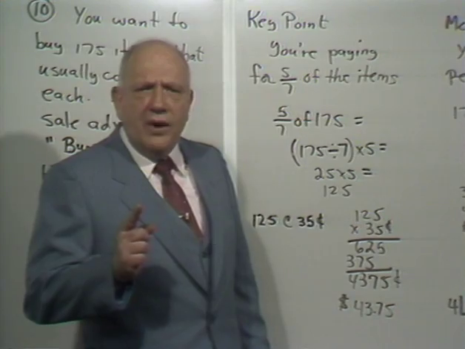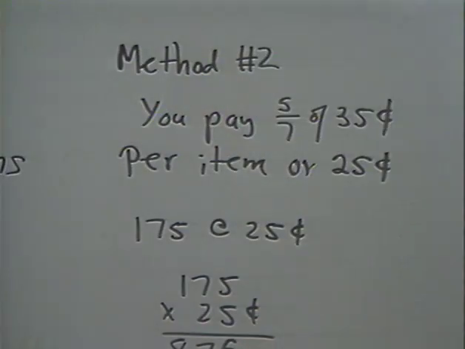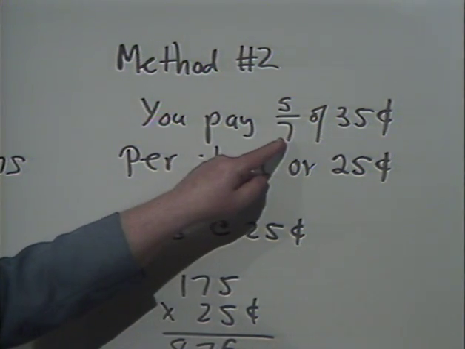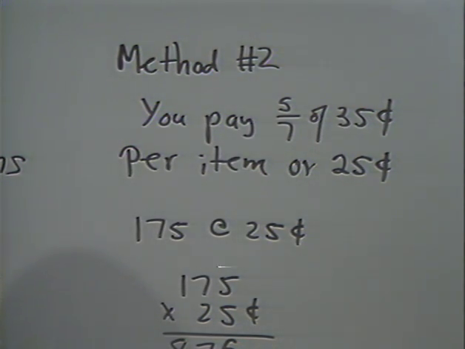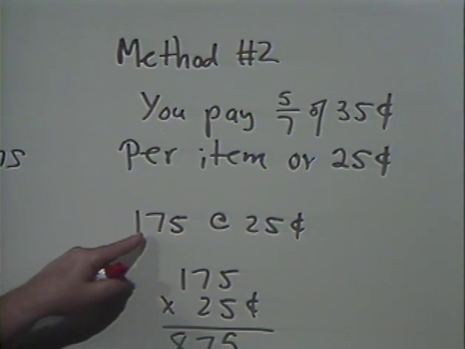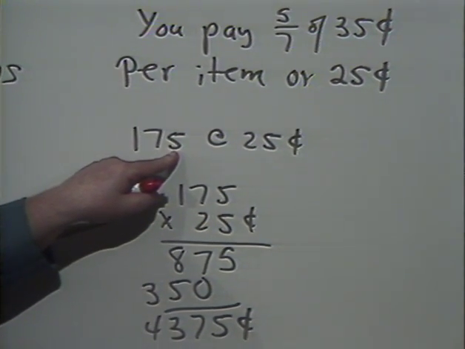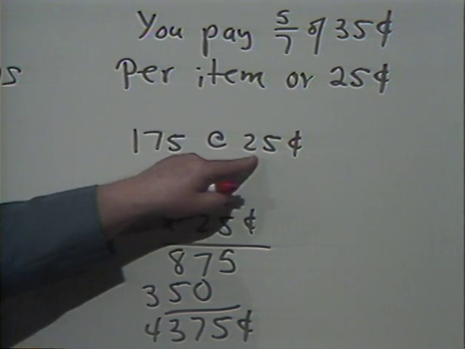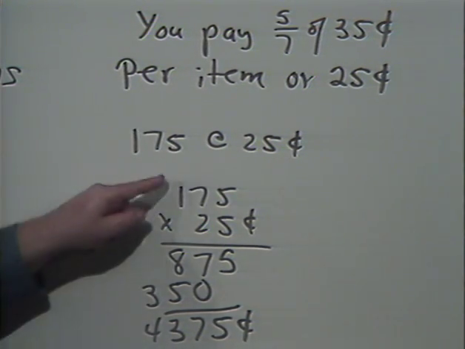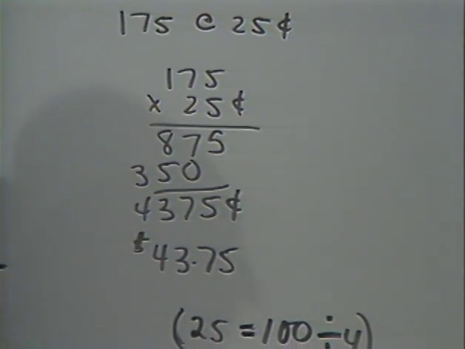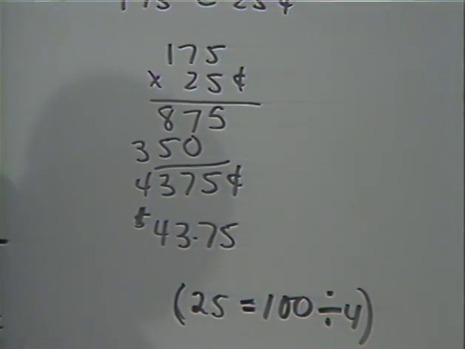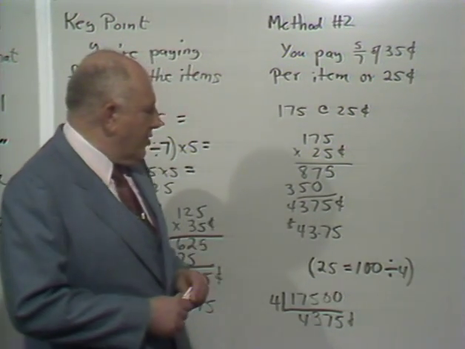And an equivalent way of doing that is to say, look, instead of paying 35 cents an item, isn't it the same as if I'm only paying 5 sevenths of 35? See, 35 divided by 7 is 5. 5 times 5 is 25. So now what I'm saying is what? It's the same as if I bought all 175 items. I paid for all 175, but I'm only paying 25 cents each. 175 times 25 still gives me the same what? $43.75. I thought you'd like to see a cute computational trick here.